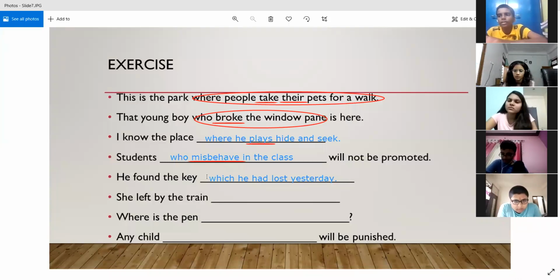And now what is it doing? It is describing the key. Which key was found? That key was found which he had lost yesterday. So which he had lost yesterday is describing the key, so it is acting as an adjective. And because had lost is the verb present over here, it is basically indicating that this group of words is a clause. So it is an adjective clause.